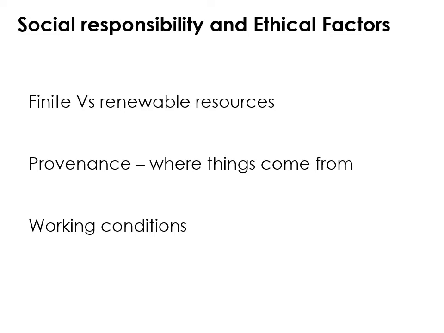But what we're going to talk about is finite versus renewable resources. So when you buy a product, do you think, oh, it comes from a finite or a renewable resource? Because that could be a way of being more socially responsible or more ethical. You might think about something called provenance, which is all about where things come from. Are you buying things that are from an ethical supplier? And similar with working conditions, are you buying a product that comes from a place where the workers are being mistreated? So let's think firstly about finite and renewable resources.